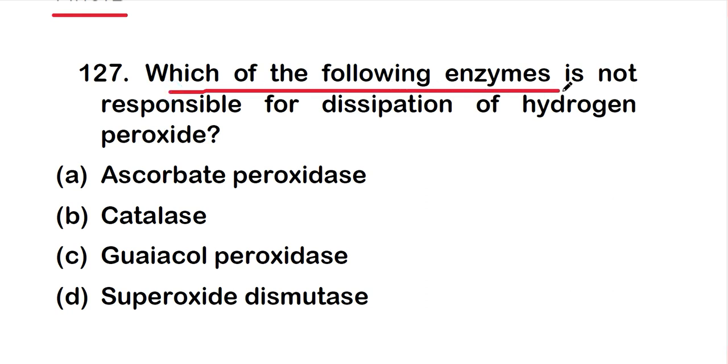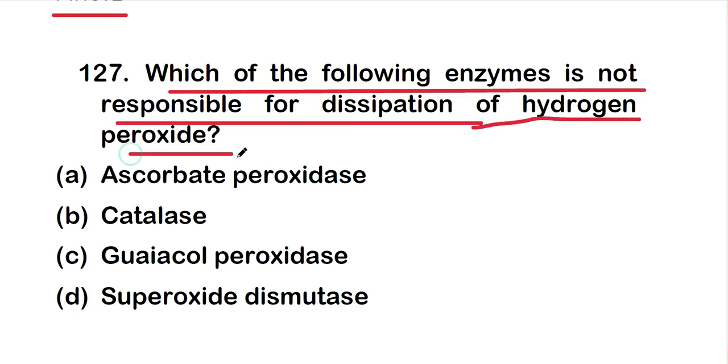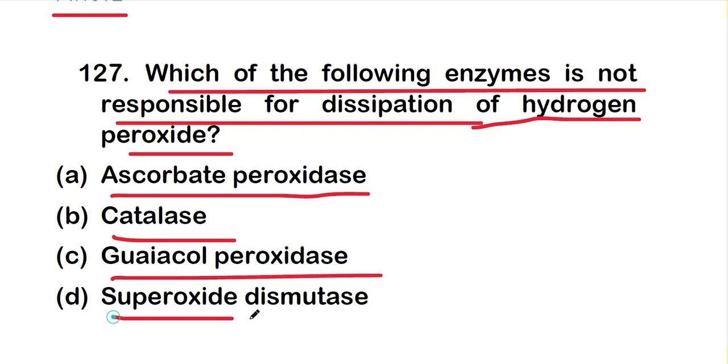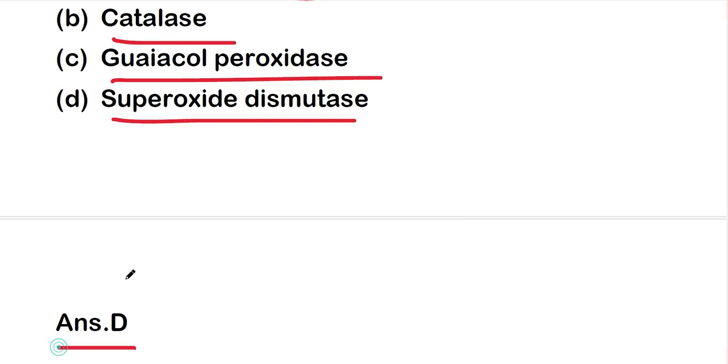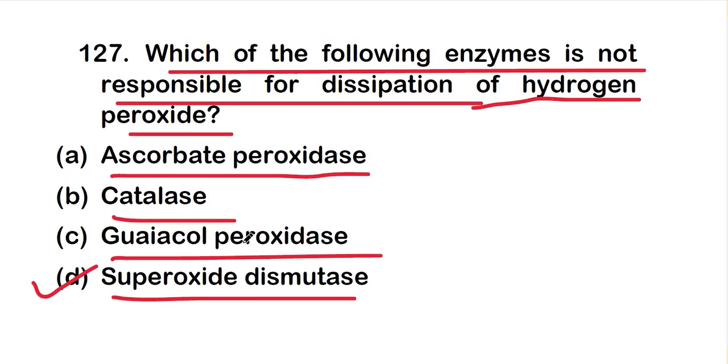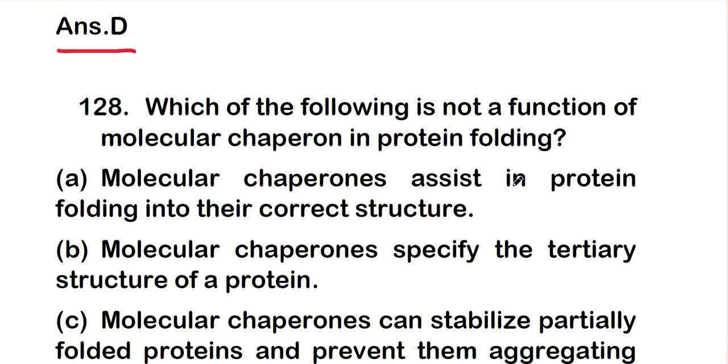Which of the following enzymes is not responsible for dissipation of hydrogen peroxide? And options are ascorbate peroxidase, or catalase, or guaiacol peroxidase, or superoxide dismutase, and the right one is option D, that is superoxide dismutase. So superoxide dismutase enzyme is not responsible for dissipation of hydrogen peroxide. Let's move on to the 128.